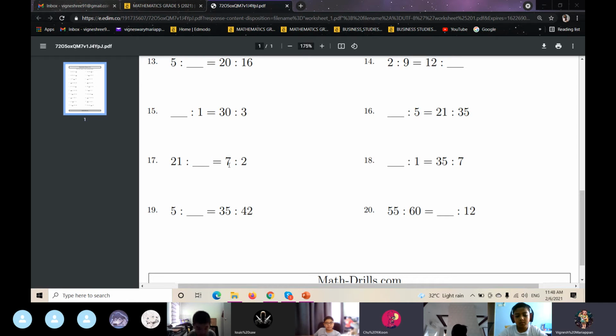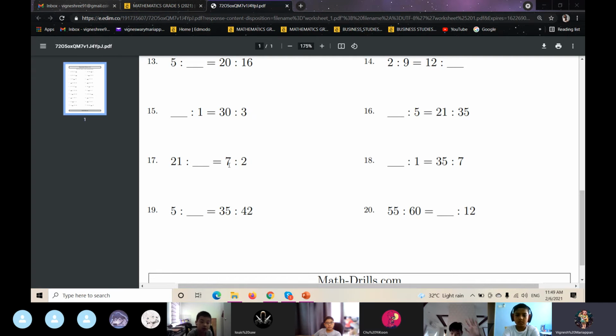18, the answer is 5. Okay, can you please explain? Because the question is 1 equals 7 what? So I multiply with 7. Then the 35, I counted 5 times 7 equal 35. Yes, good. I understand what you're trying to say. Okay, very good. So the missing number is 5.